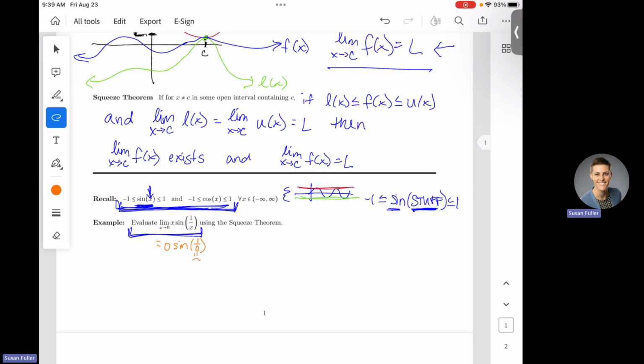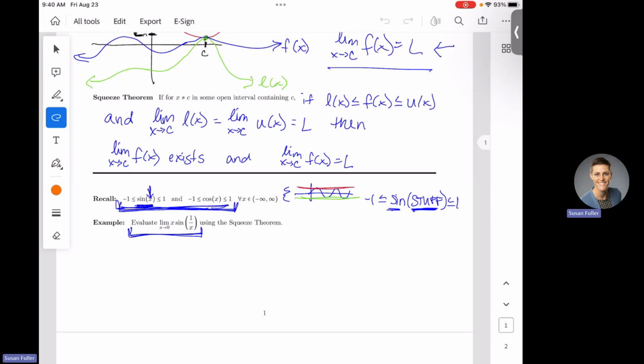Yeah, 1 over 0 is a vertical asymptote inside here. That's heading toward infinity or negative infinity, and I don't know what the sign of infinity or negative infinity is. I can't do that, so I can't evaluate this directly. That is not going to work for me, so we have to come at this a different way.